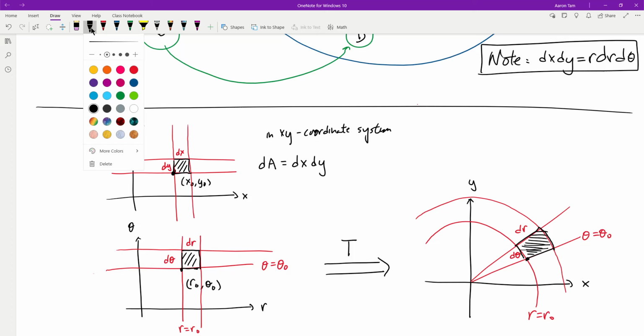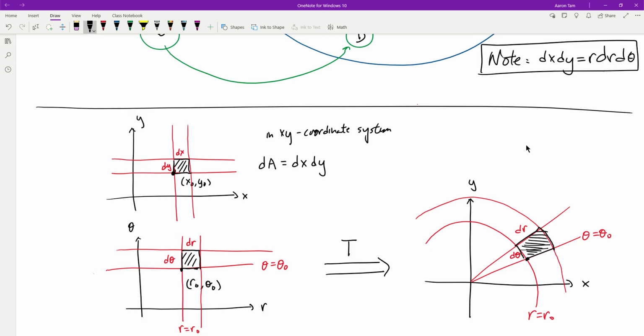What we will eventually find out, not right now, but I'm telling you what is going to happen, is that there is a relationship between dx dy and dr d theta on the xy plane. There's a relationship between the two areas, and that relationship is this: if you take dx dy, which is this rectangle right here, divided by dr d theta, which is basically this pineapple piece shape, it comes out to be equal to r.